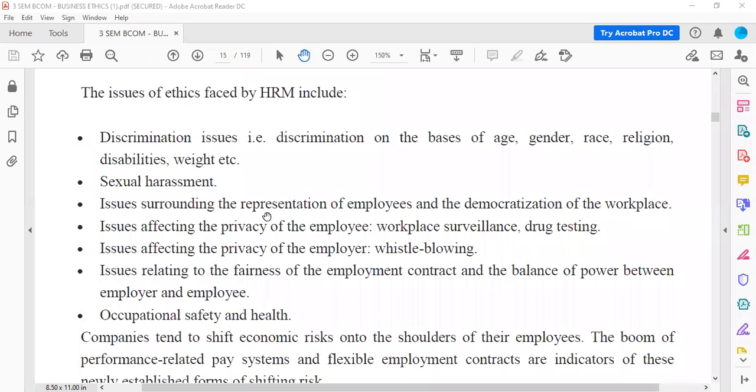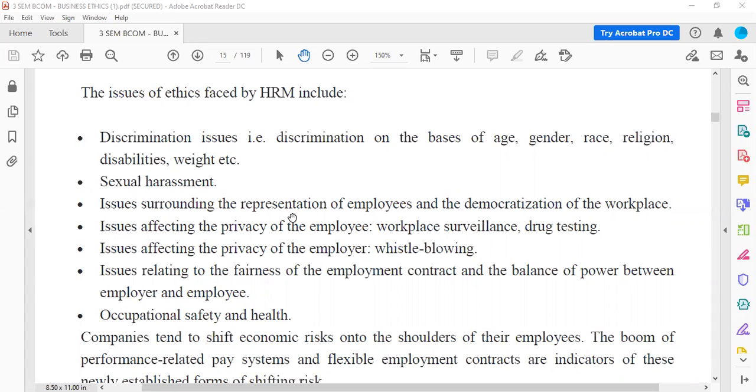Then issues surrounding the representation of employees and democratization of the workplace. So we have to understand how the hierarchy is in the company, who will be reporting to whom, who we will have to listen to. You will have to make things clear, and reporting to a wrong person will not fetch you any good information. You have to know who your superior is, the next higher person from whom to learn, get guidance, or get your work verified.